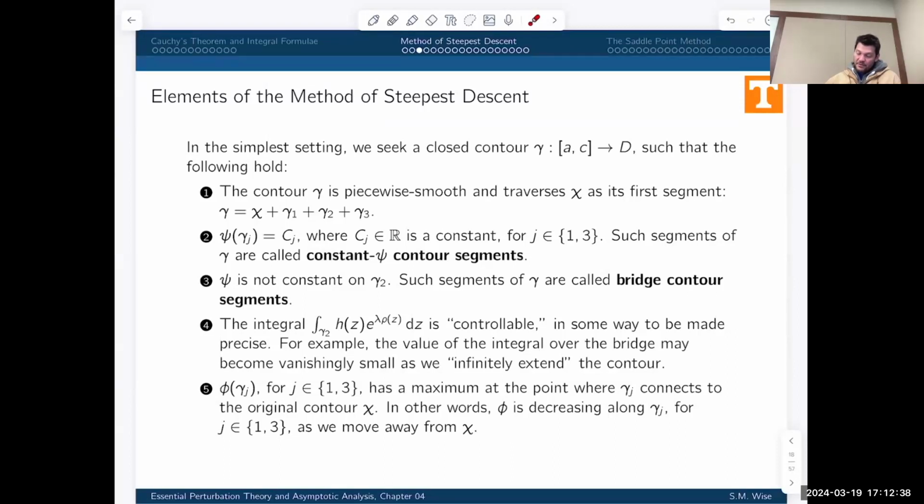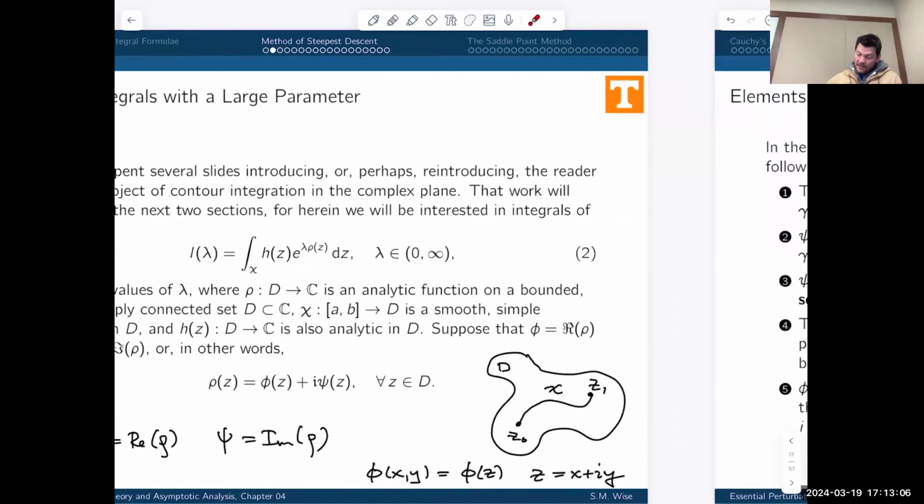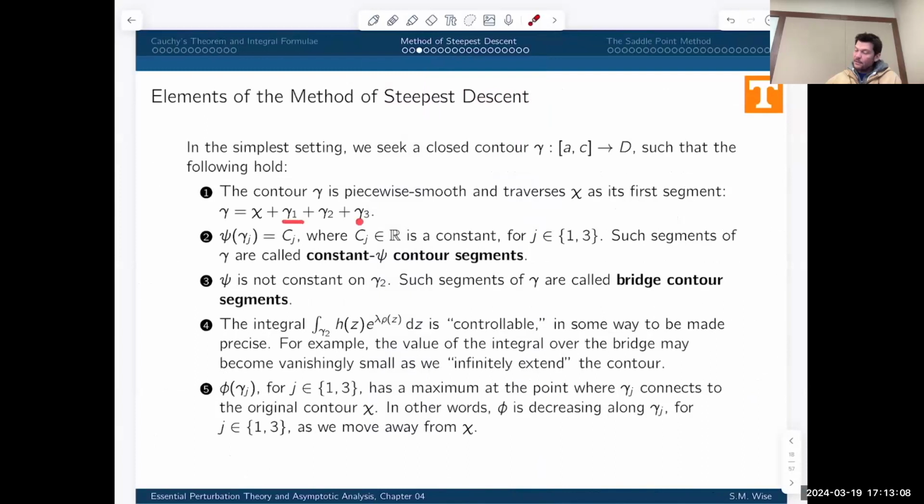But what I want to make happen definitely is that I want psi to be equal to a constant on gamma j, j equals 1 and 3. Again, I'm going to show you the picture, and the picture will bring this home. So I want psi, that's the imaginary part of rho, to be a constant on certain segments of this new contour that I'm constructing called gamma, namely segments 1 and 3.